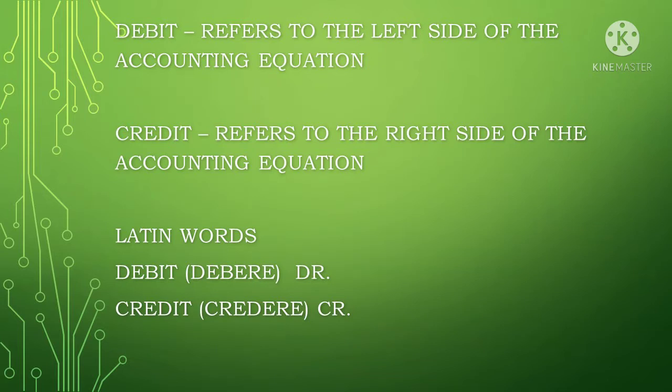Debit refers to the left side of the accounting equation, while credit refers to the right side of the accounting equation. The Latin word for debit is debere, and its abbreviation is DR, while for credit it's credere, and its abbreviation is CR.